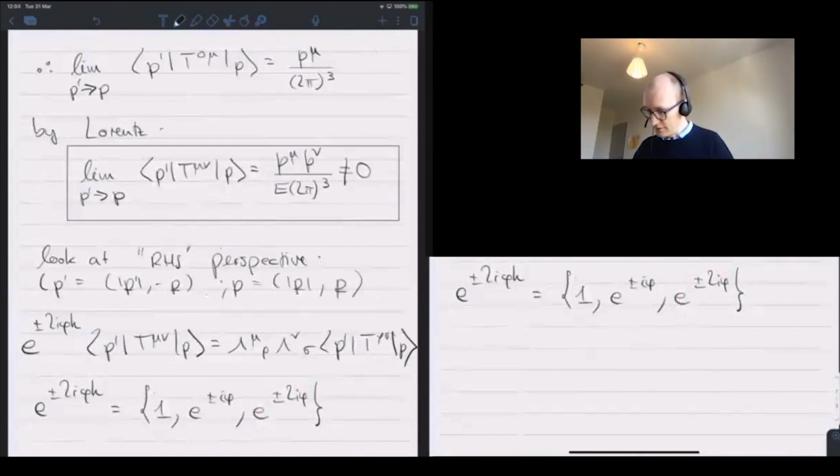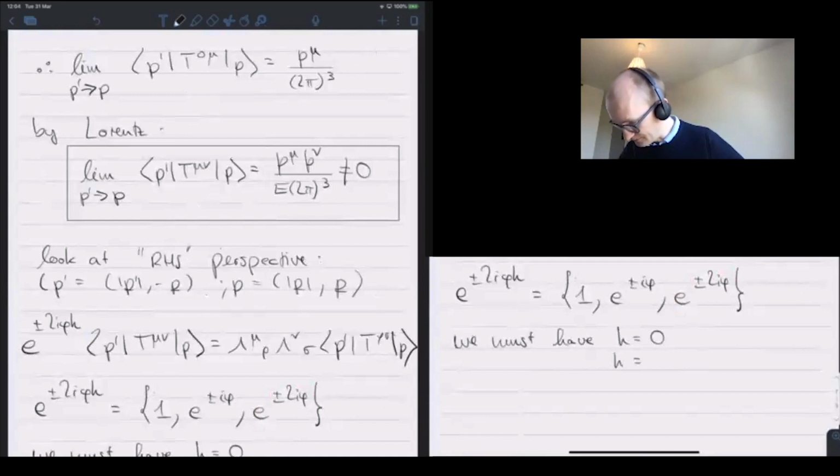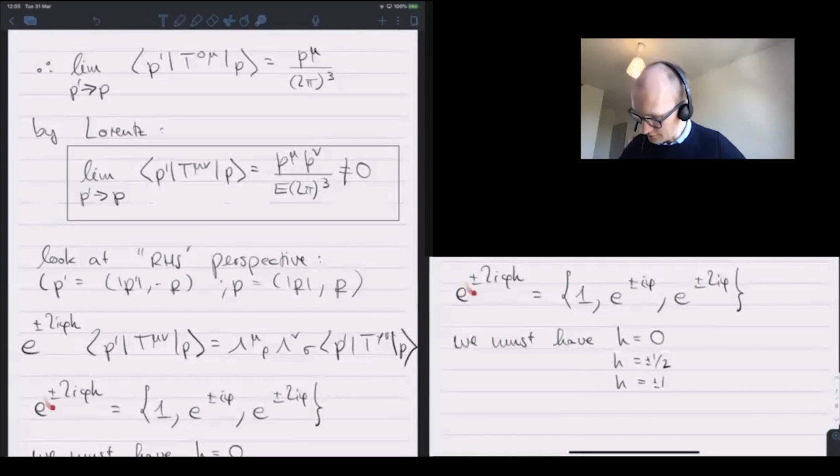And so therefore, we must have h either 0, h equal to plus or minus 1/2, or h equal to plus or minus 1. And that's it. By the way, plus or minus here, I'll write it explicitly because this sign and that sign are uncorrelated. This is the eigenvalue problem that is independent, and this is what we had here.